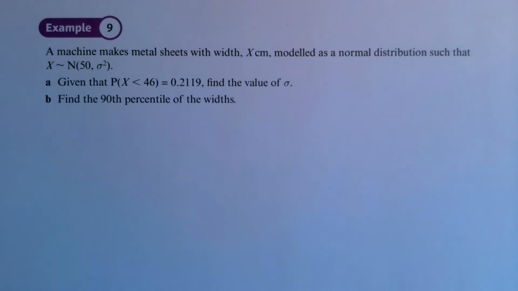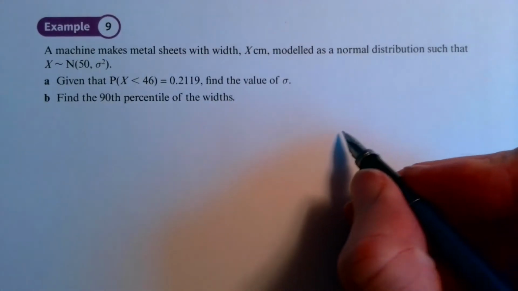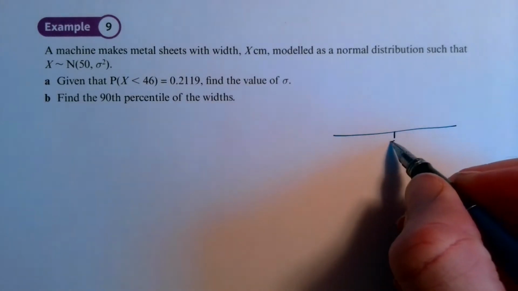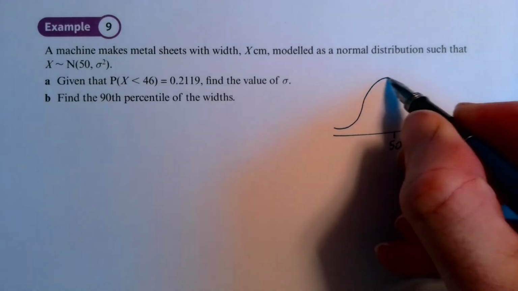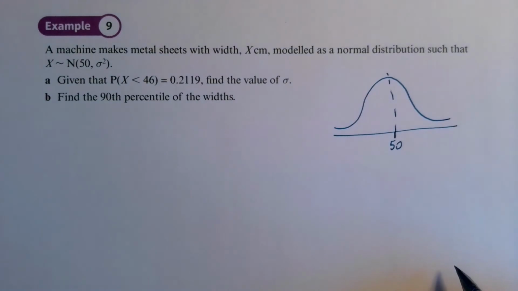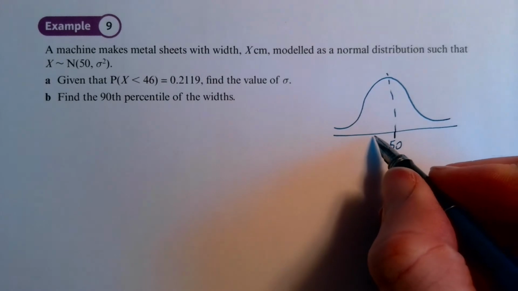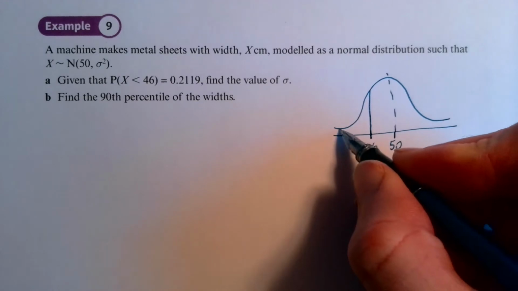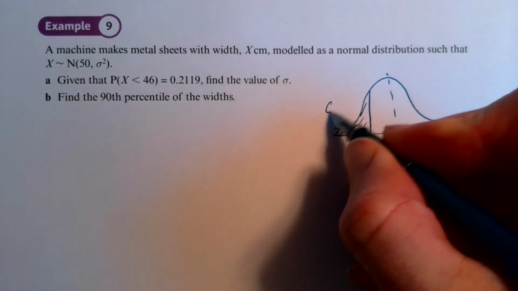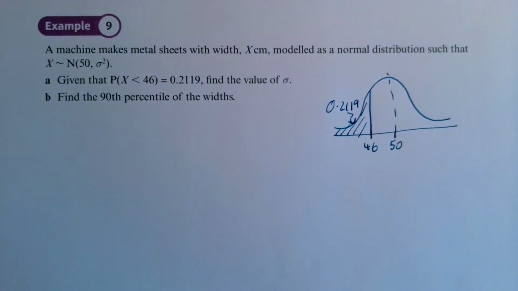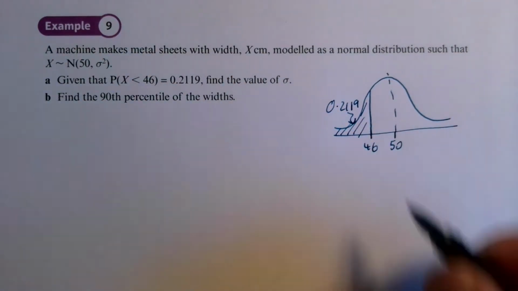So the first thing to do, of course, is to begin to make sense of the whole thing by drawing what we've got here. So they're saying that 50 is the mean. Oh, that's not very well done, is it? I'll sort of try and hoik that in there. We know that the chance of it being less than 46, so 46 is less than 50, and the chance of it being less than that is 0.2119. That's that bit in there, and we need to find out what the standard deviation is.